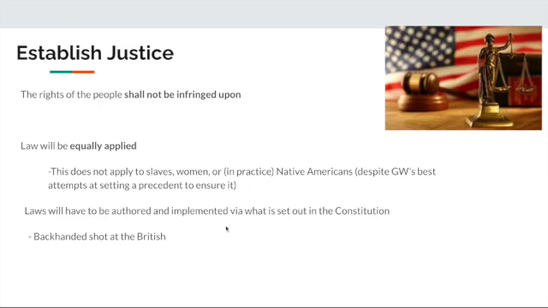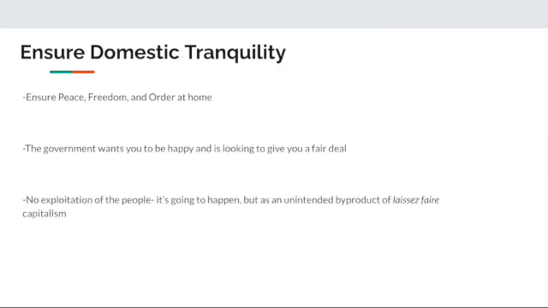And also, this is just a hard shot at the British, that they did not establish justice, they passed laws and then didn't enforce them equally. So, there's established justice. We're not going to infringe upon your rights, people will be treated equally, and the laws will be written by your elected representatives.